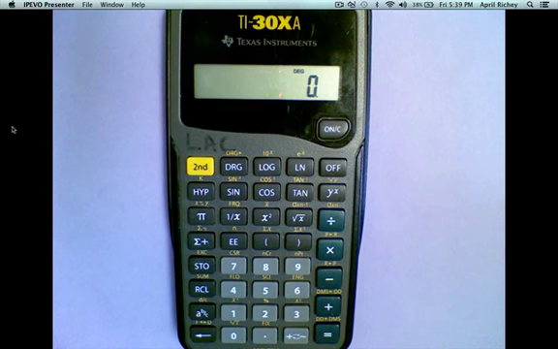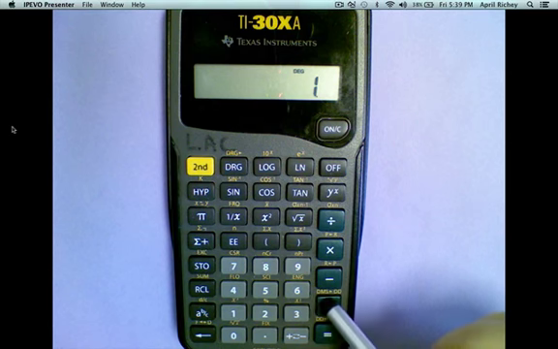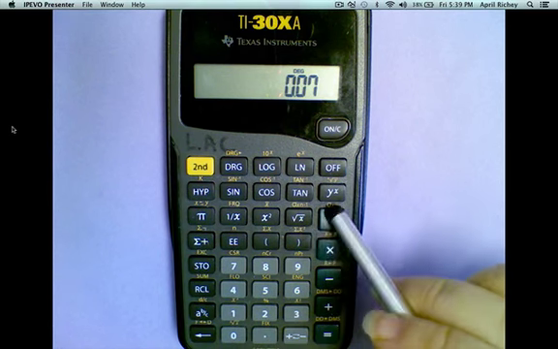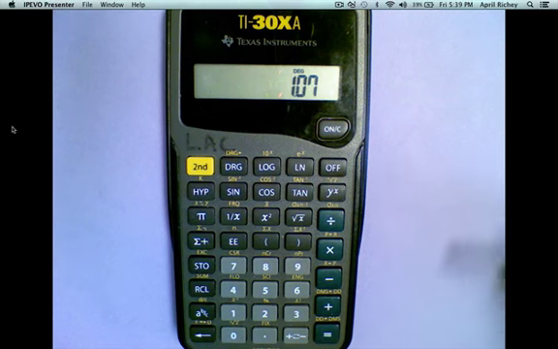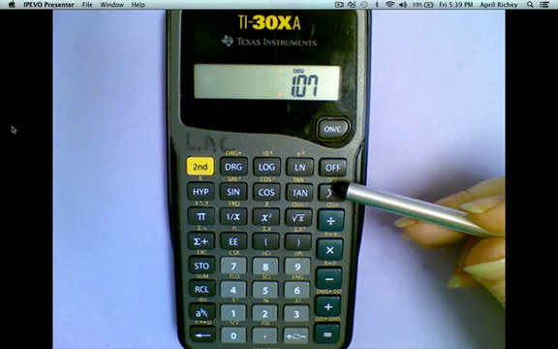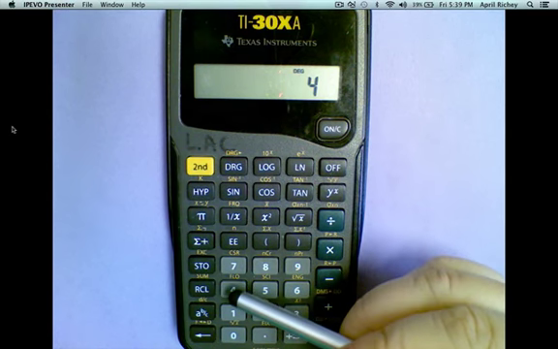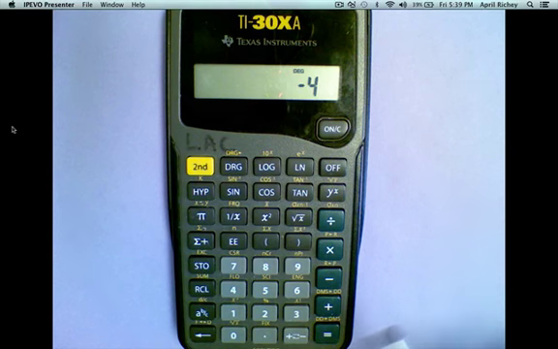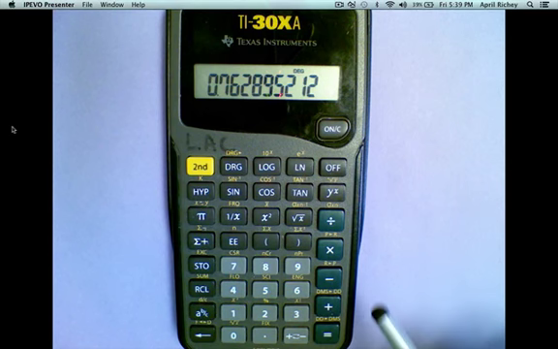So we're going to begin inside that parenthesis. So 1 plus 0.07 divided by 1. And that gives us 1.07. Then I raise that to the negative 4 power. So press your exponent key, and then type in a 4, and then your plus or minus button to make it negative, and then press equals. And that gives me 0.7628.